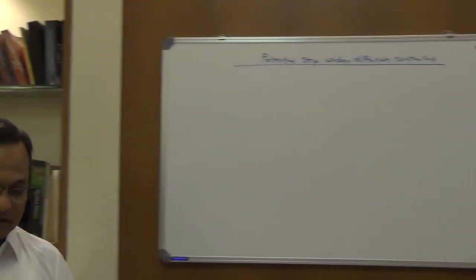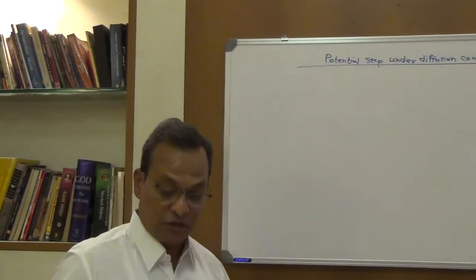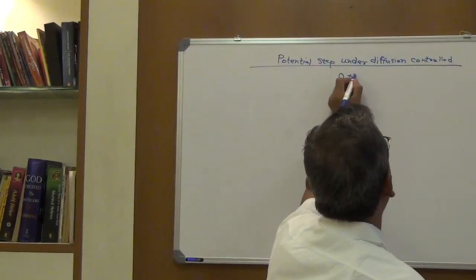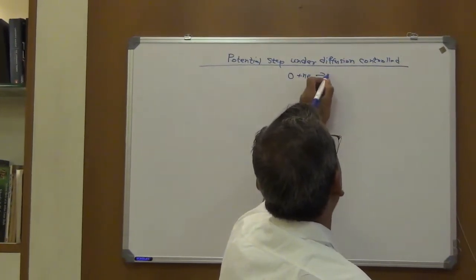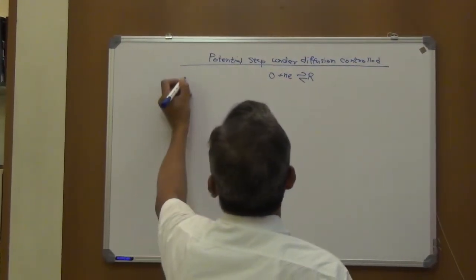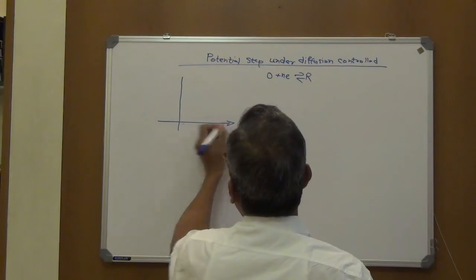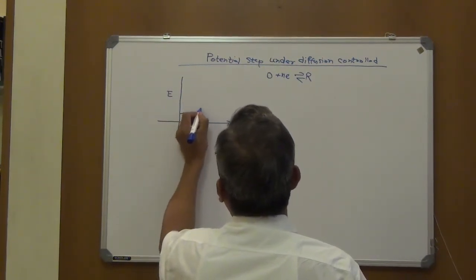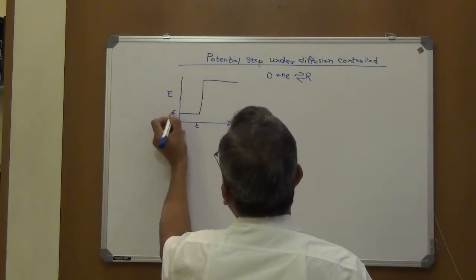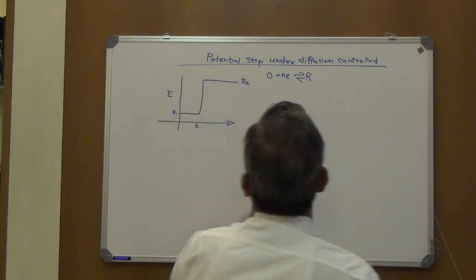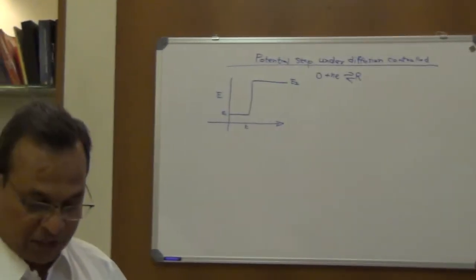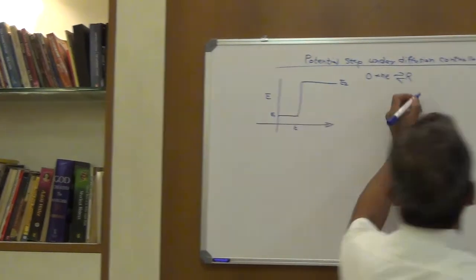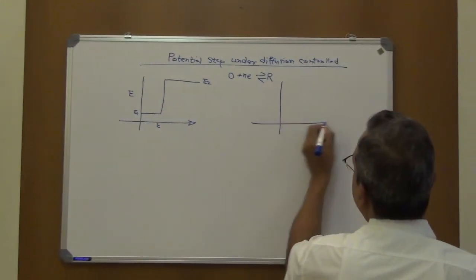Okay, last time we were discussing the potential step under diffusion control. The reaction we considered is O plus ne goes to R, and we applied the potential step, which changes from initial potential E1 to E2. If you remember, the redox potential for this reaction is somewhere in between, and the response we get is kind of this.